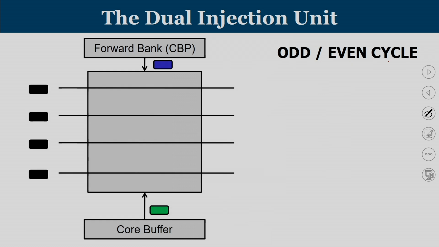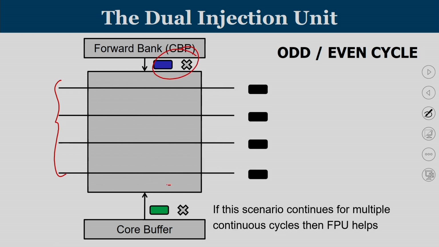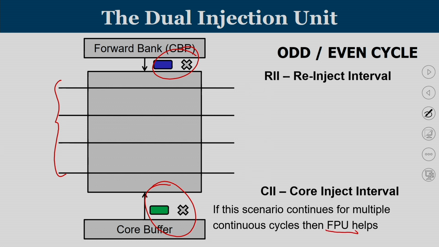Now, there is one problem. Let us say all four internal flit channels are busy, then the flits that are waiting in the central buffer pool as well as in the core buffer cannot inject. That is a scenario that will lead to starvation. If this scenario continues for multiple clock cycles, then the flits waiting in the core buffer as well as in the side buffer are going to face the problem of starvation. And this can be addressed by the unit called the flit preemption unit.